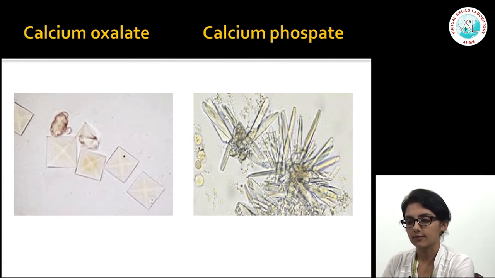So if you look at each of these stones, this is what we get in the urine. We see evidence of crystalluria, and the calcium oxalate crystals are classically envelope shaped. Whereas if you look at calcium phosphate, it can either appear amorphous or it can form these needle-like crystals.